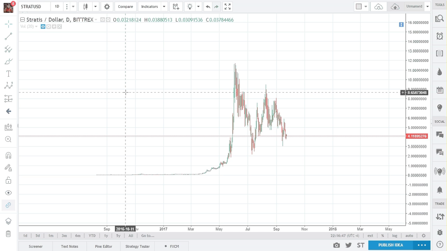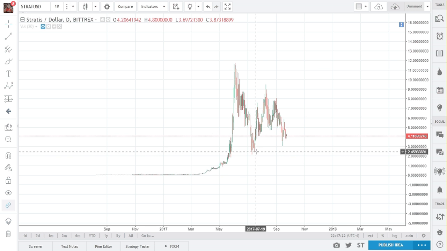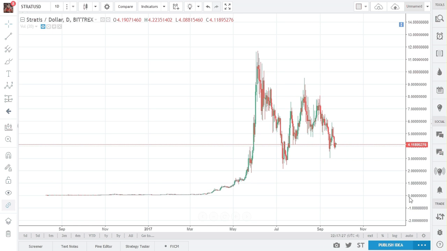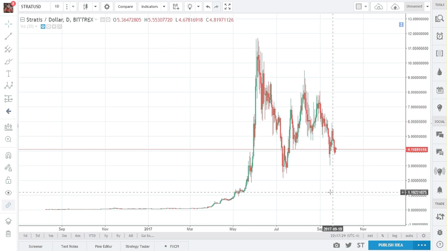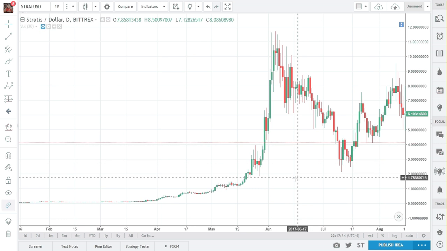STRAT or Stratus USD pricing daily chart. This request was made by Rami Rezi, and he wanted to see if I can do a technical analysis of Stratus. I'll be happy to. So let's get a little more definition out of this.